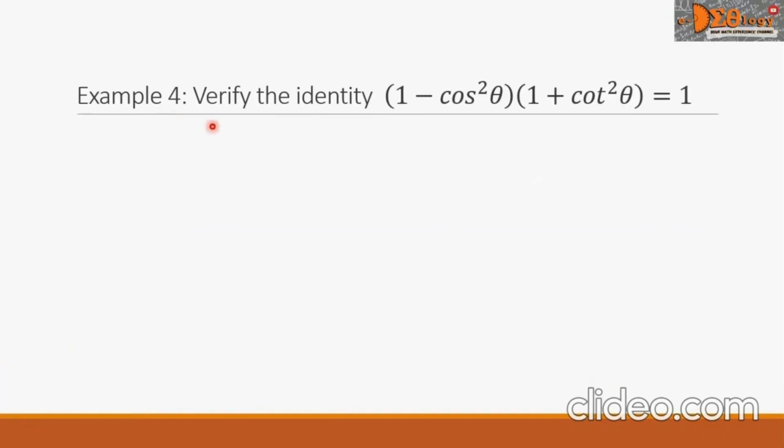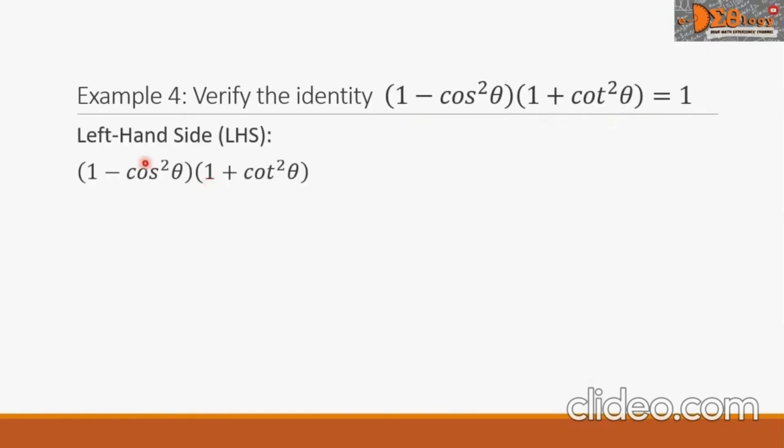Let us have example 4. Verify the identity. The quantity 1 minus cosine square theta times the quantity 1 plus cotangent square theta equals 1. Let us write the left-hand side. So here it is now. Looking at the first group, this is related to a Pythagorean identity, which is sine square theta plus cosine square theta equals 1. If we're going to transpose the cosine square theta on the right side, the sign will change and it will be sine square theta equals 1 minus cosine square theta. This 1 minus cosine square theta is that first group, which is equal to sine square theta. Later, we will do the substitution.